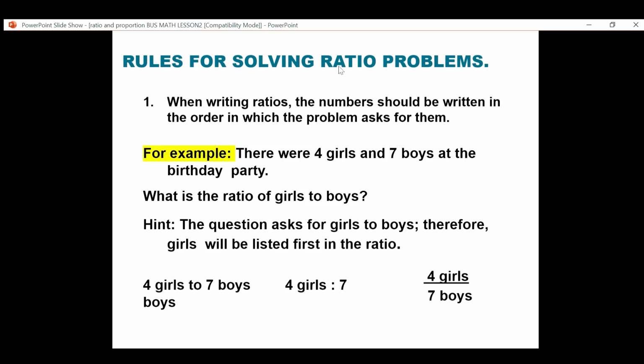So we have rules for solving ratio problems. When writing ratios, the numbers should be written in the order in which the problem asks for them. For example, there were 4 girls and 7 boys at the birthday party. What is the ratio of girls to boys? So we are asked to find the ratio of girls to boys. There were 4 girls and 7 boys. So the ratio is 4 girls to 7 boys, or 4 girls is to 7 boys, or 4 girls over 7 boys.